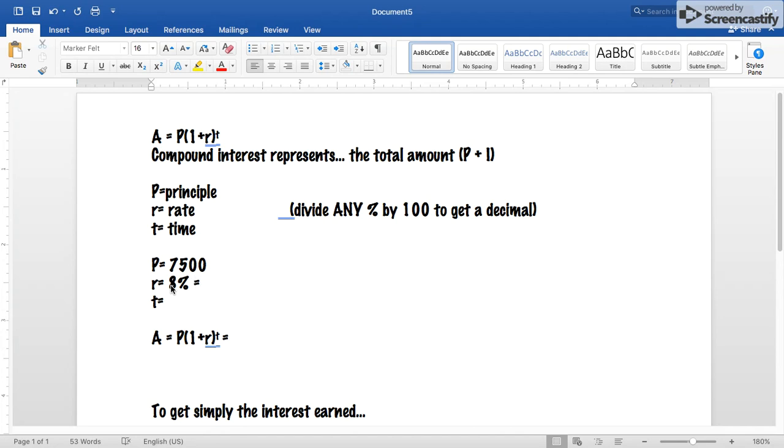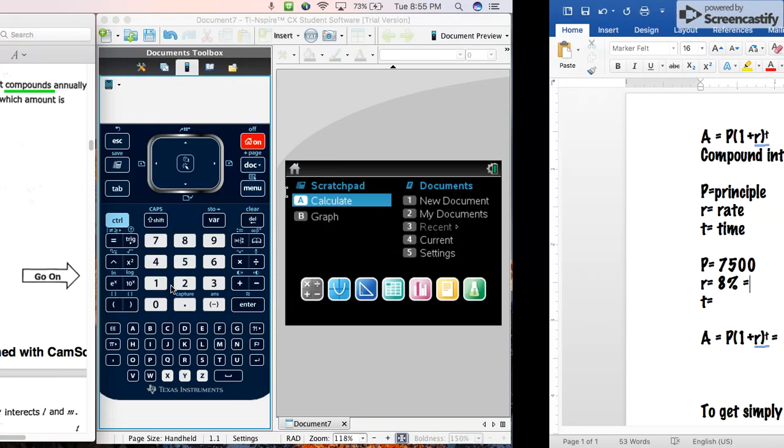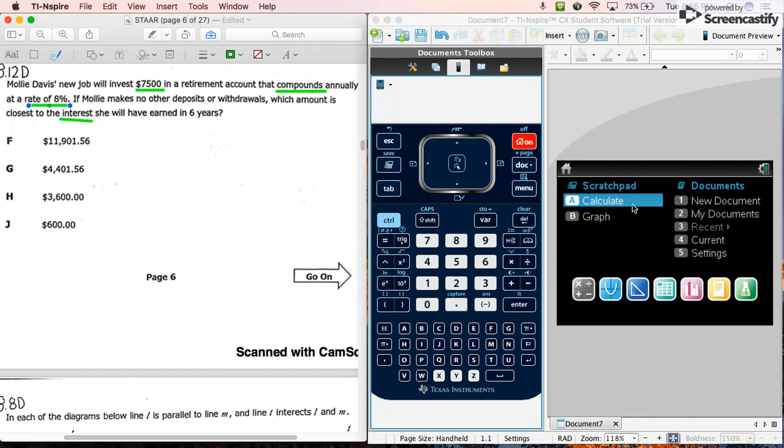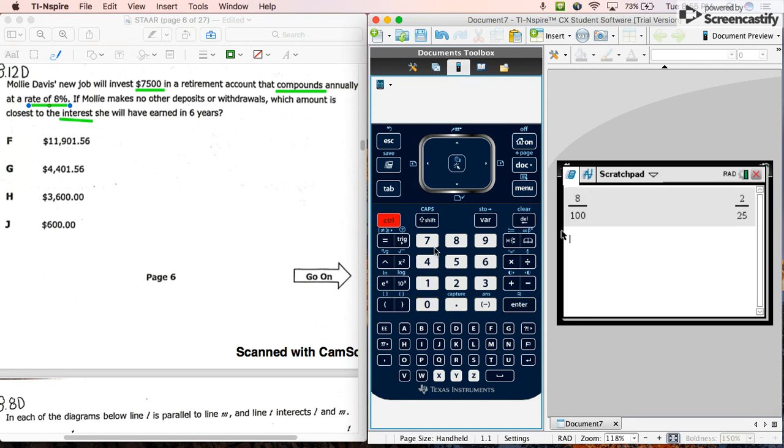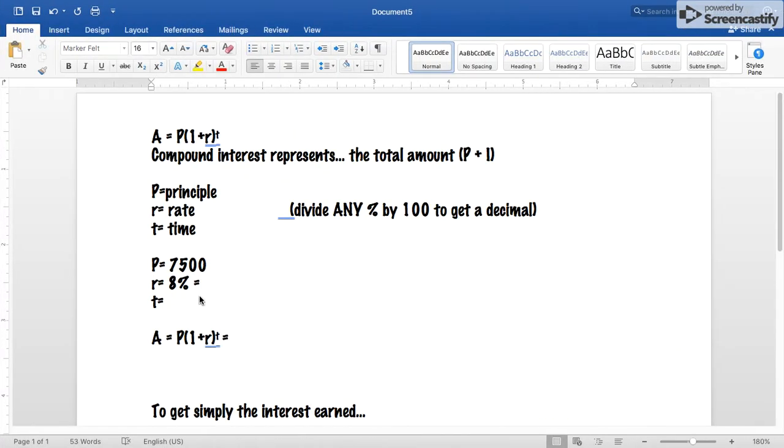So I'm going to divide 8% by 100. To do that, you go to your scratch pad. You simply put 8 divided by 100. Enter. I'm going to push Control Enter to get my decimal, which is 0.08. That's much better. This is a number I can work with. 0.08.